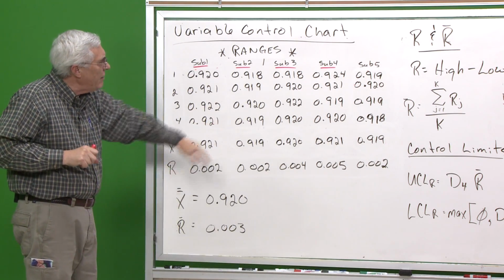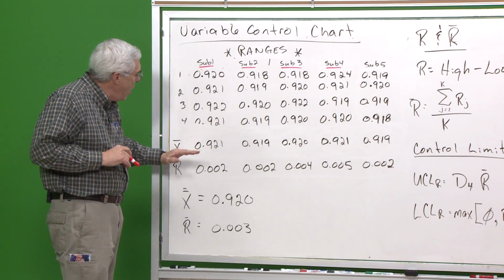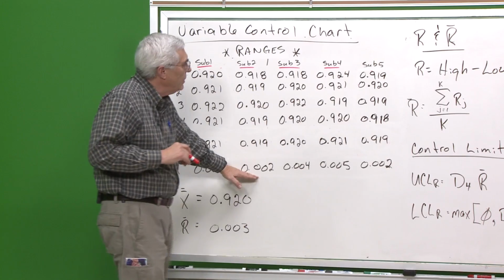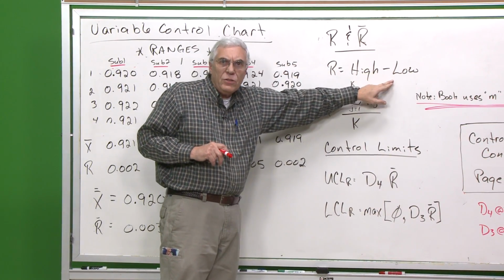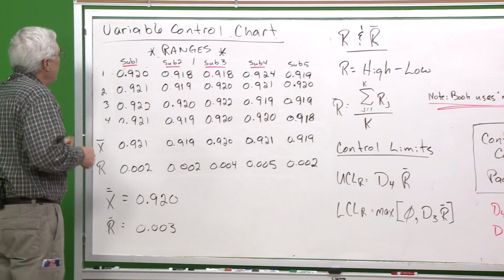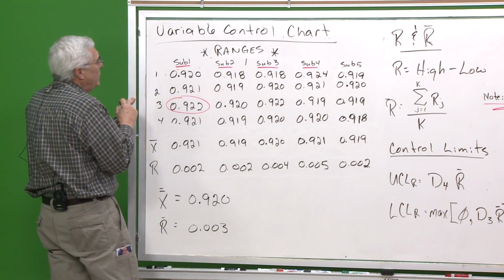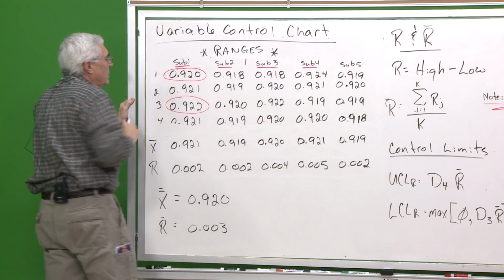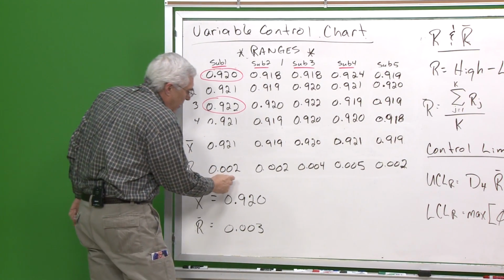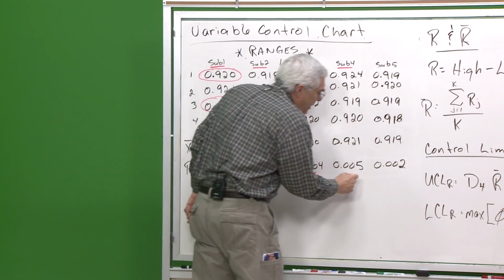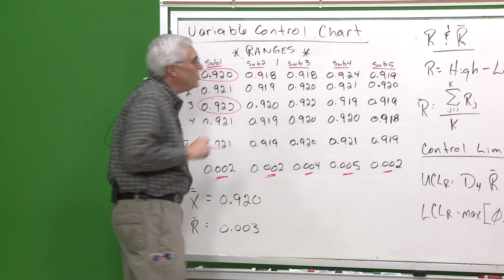I've got the same data set I've had before, all right? And what I need to do, as we talked about before, is calculate all of the R values. The R value calculation is nothing more than the high value minus the low value of the data set. As we said in the last video, in this case it would simply be the 922 minus the 920, giving us a difference of 0.02. These are my R values, and I calculate an R value for each and every data set or subgroup.